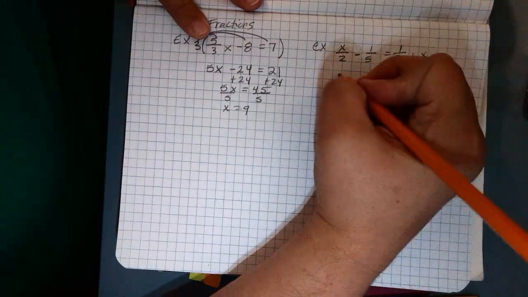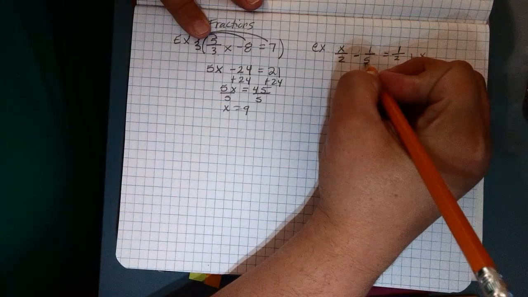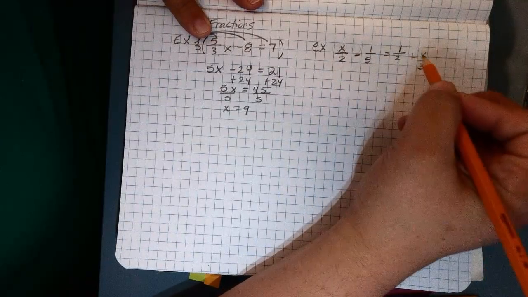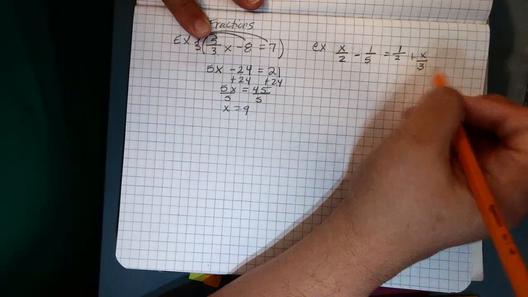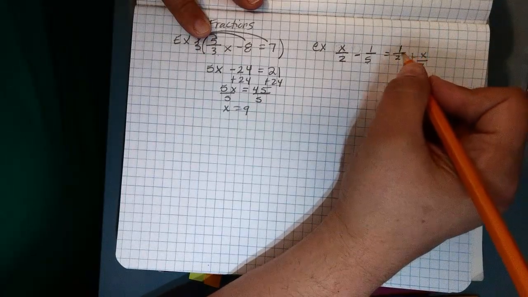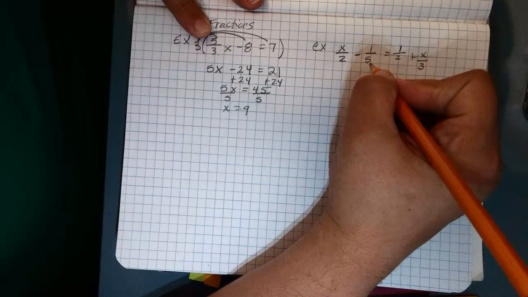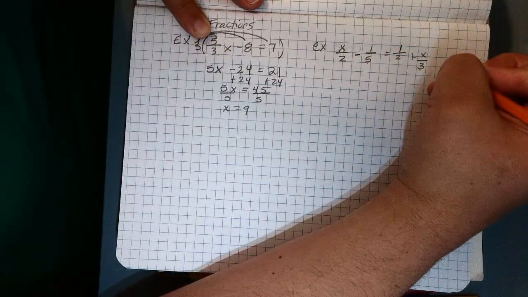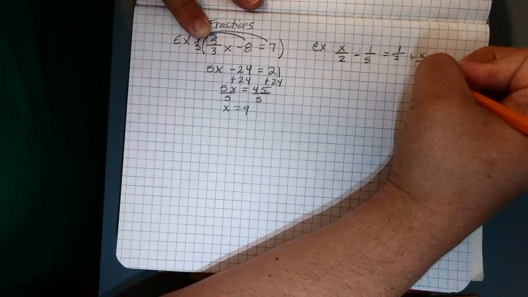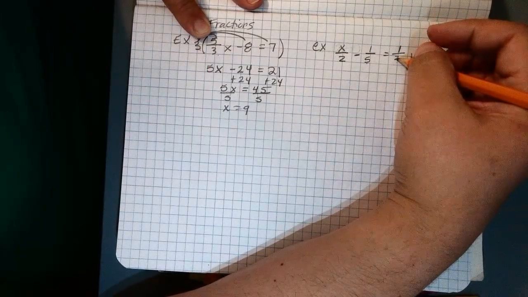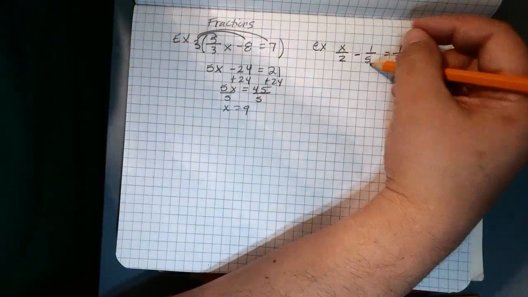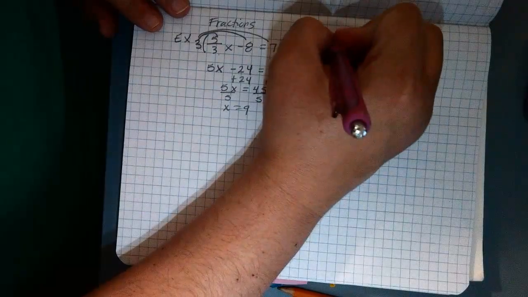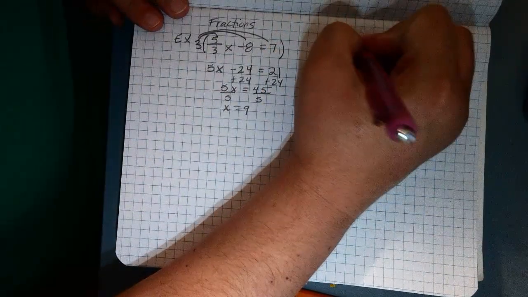So I'm looking for a number that can be divided by 5. It can also be divided by 2, and it can be divided by 3. That's a crazy number. Okay, so I think it's 30. 30 divided by 3 is 10. 30 divided by 2 is 15. 30 divided by 5 is 6, so it's 30. So I'm going to go ahead and multiply each one of these by 30.